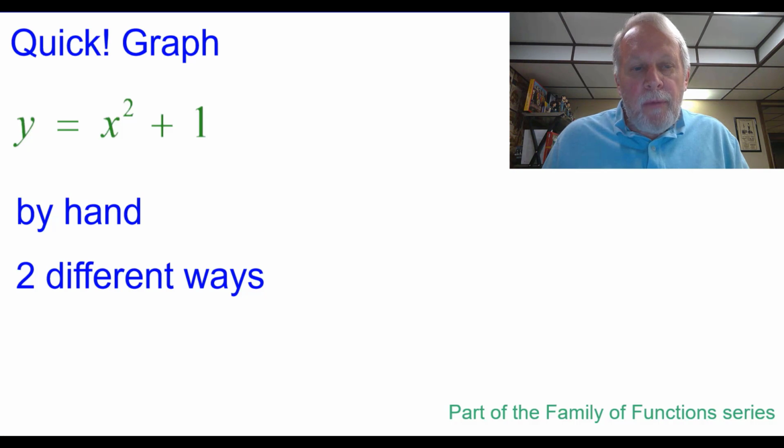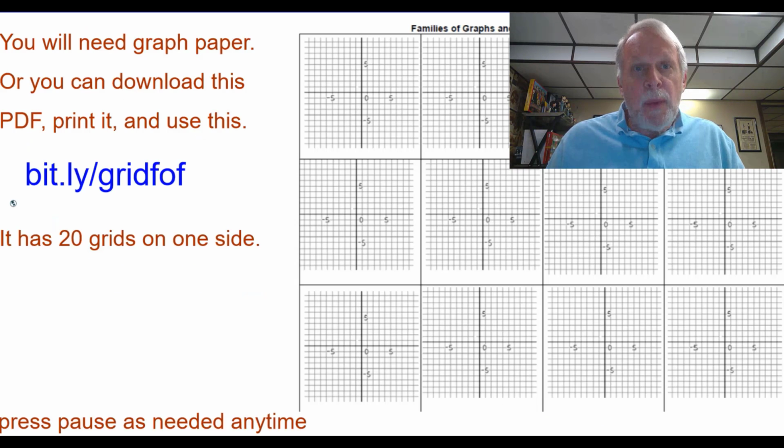Quick, graph y equals x squared plus 1 by hand in 2 different ways. This is part of the Family of Functions series. You will need graph paper or download this PDF and print it. Press pause anytime as needed.